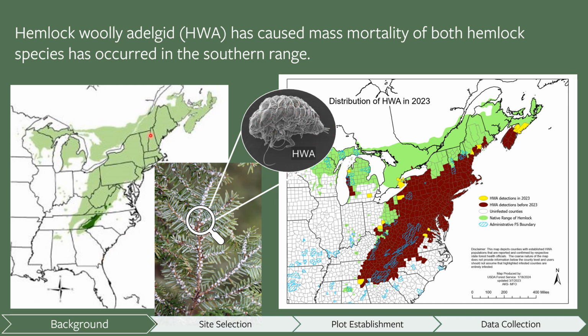So this map on the left side here shows us the range of hemlock trees in eastern North America. So this lighter green color is eastern hemlock, and the smaller range in the darker green is the Carolina hemlock. Then on the right, we have that same range in that light green color, but this time with overlays of detections of HWA by county, which is current through the end of 2023. So you can see here that HWA is present through the full range of Carolina hemlock, and it's spreading and continuing to spread through eastern hemlock's range.